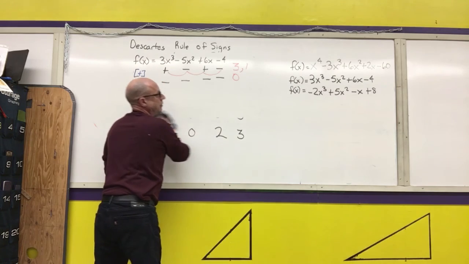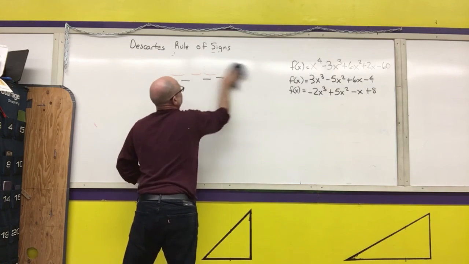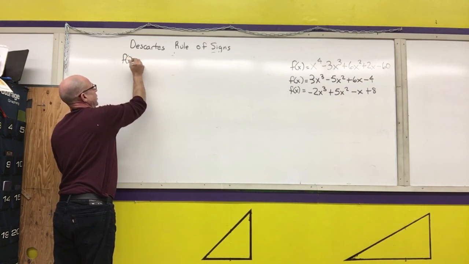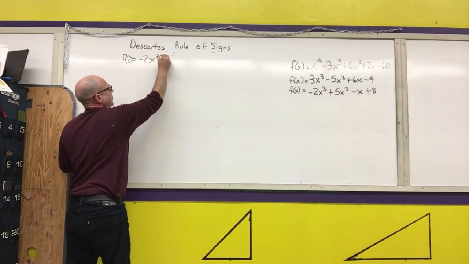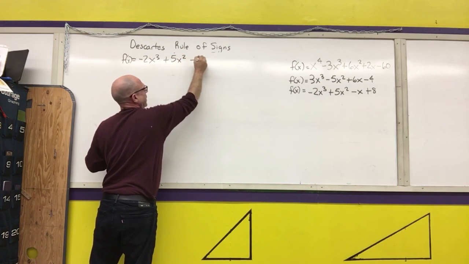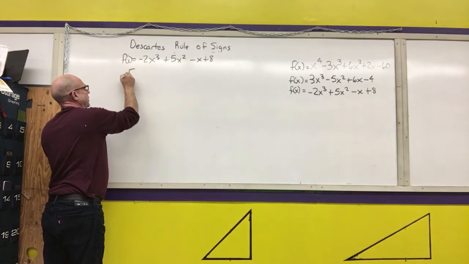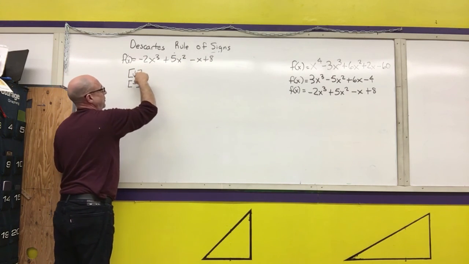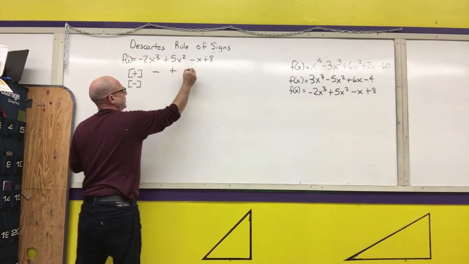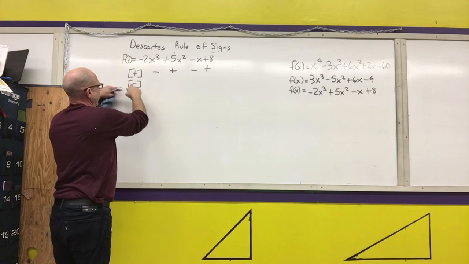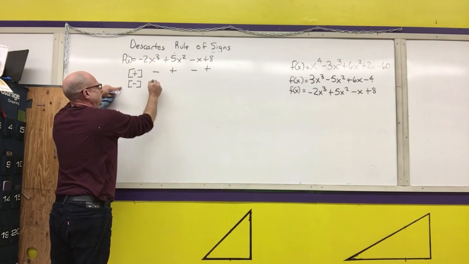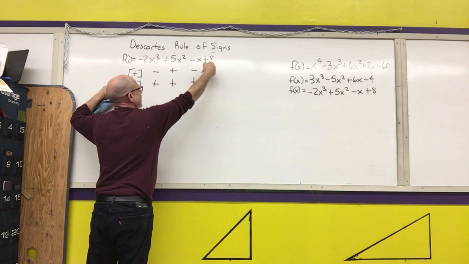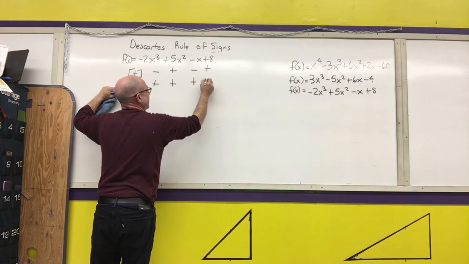Last example. It says negative f of x is equal to negative 2x cubed plus 5x squared minus x plus 8. Make my 2 rows of signs. I just copy the coefficients for my positive row. Negative, positive, negative, positive. For the negative row, I change the odds. X cubed is odd, so I change it. X squared is even, keep it the same. X is odd, I change it. X to the 0th is even, so I keep it the same.